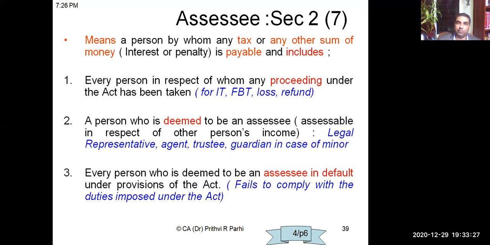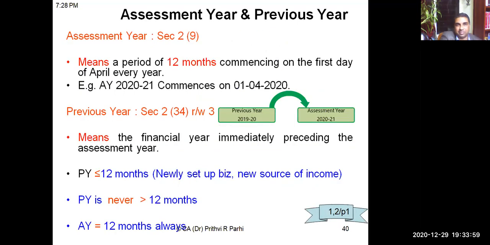The example I gave you, suppose he has not filed income tax return. Tax he has paid. Or he is supposed to deduct tax at source. He has not deducted. Or he has not complied with some of the notices of the income tax department. He's a defaulter. So defaulters are also assessees. Did you understand this? So this is the assessee.